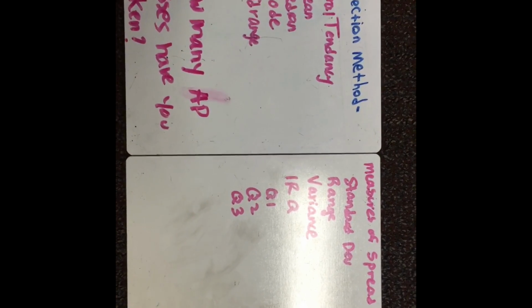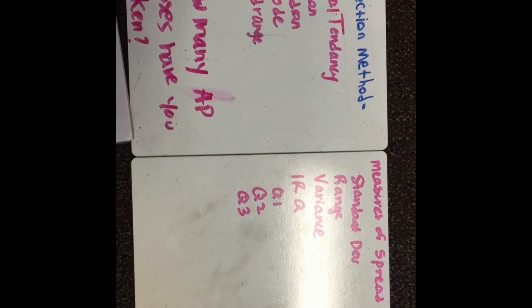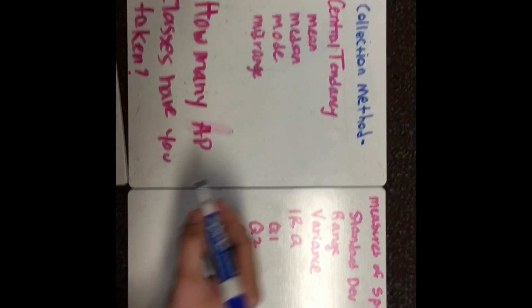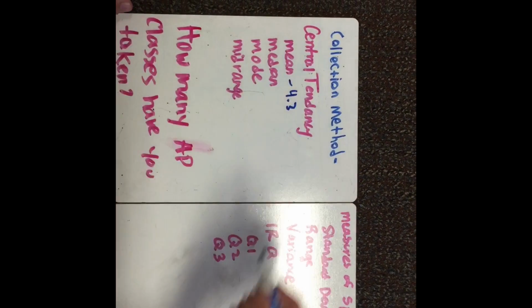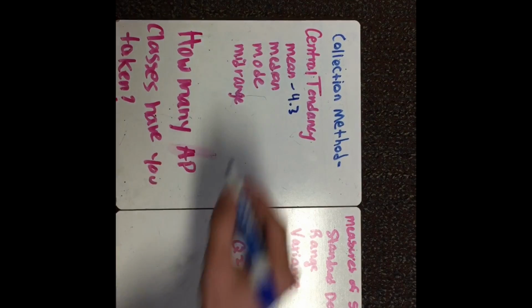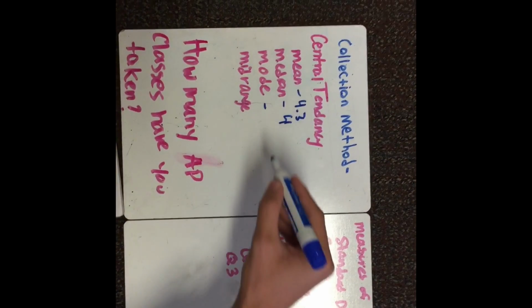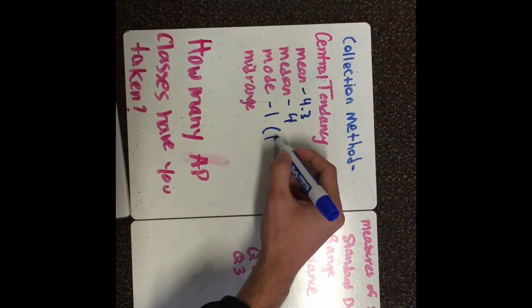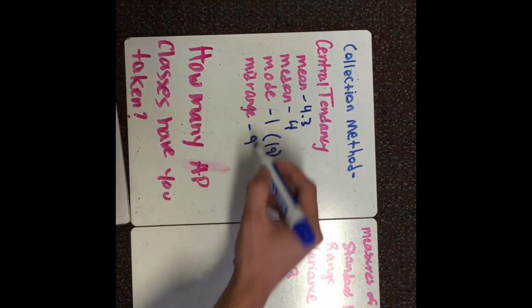So our question was, how many AP classes have you taken? And our collection method was convenience and also voluntary response. The mean for this was 4.3 AP classes. The median was 4 AP classes. The mode was 1, and we got 19 responses for 1, and the mid-range was 9 APs.